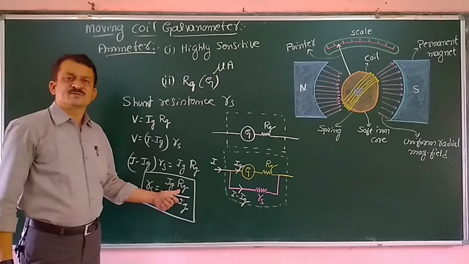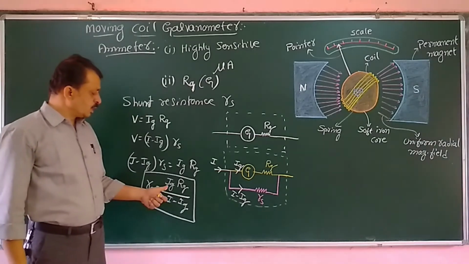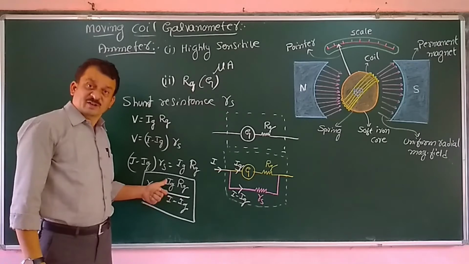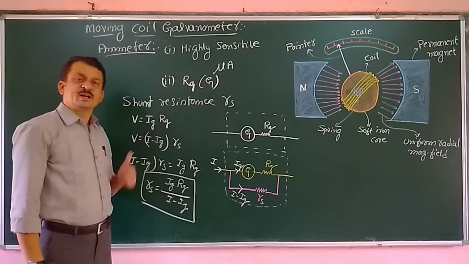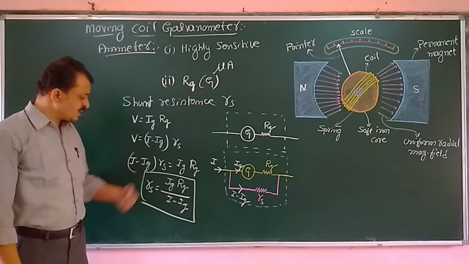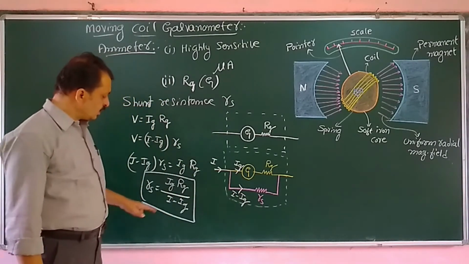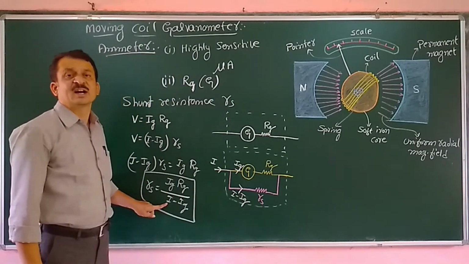If you know the resistance of the galvanometer and the full scale deflection current of the galvanometer, we can easily convert the given galvanometer into an ammeter for a desired value of current.